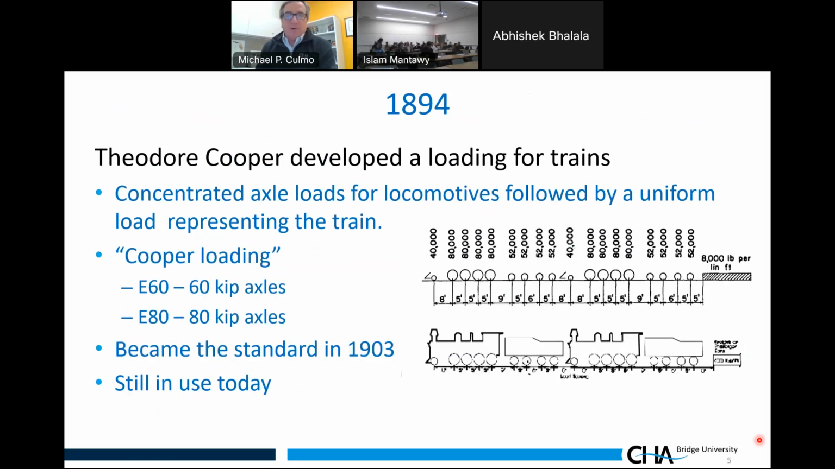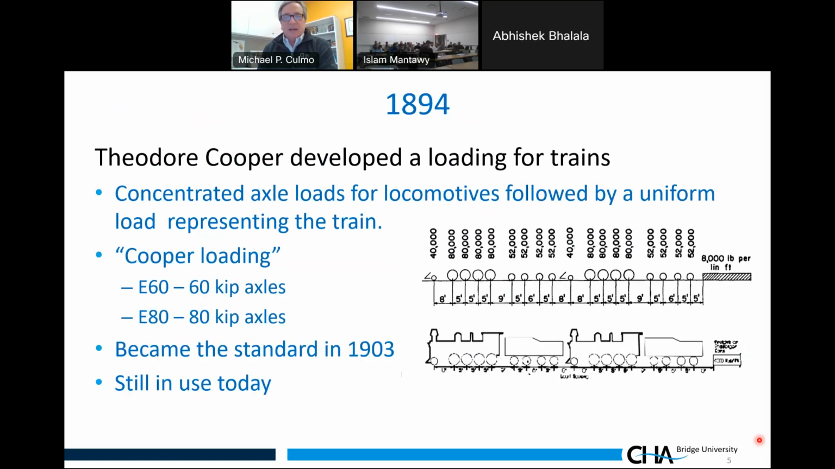So 1894 is a very momentous date in the world of bridge engineering. A man by the name of Theodore Cooper developed a loading for trains, and that's shown here on the slide. It consisted of a series of concentrated axle loads that represented locomotives. I put the graphic underneath the loads, and you can see it's essentially a steam locomotive with a coal car off the back, and actually it's 2 locomotives with 2 coal cars, followed by a series of cars.